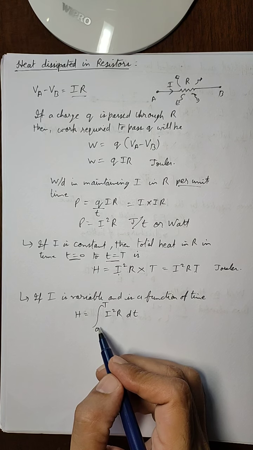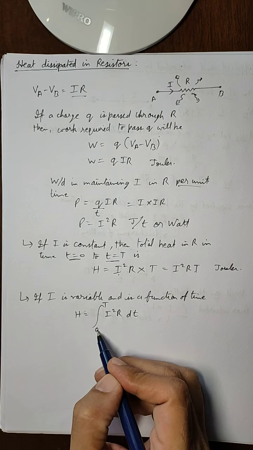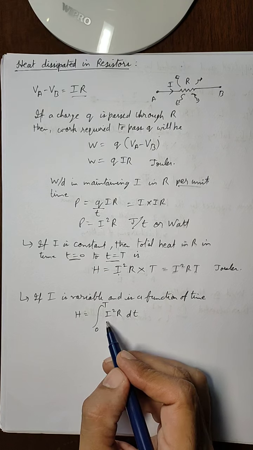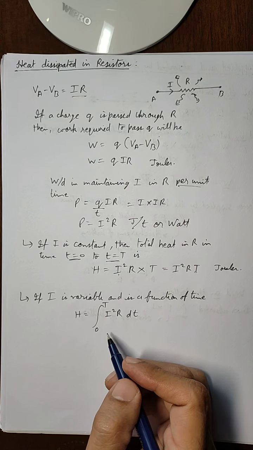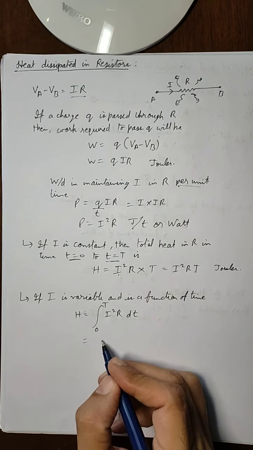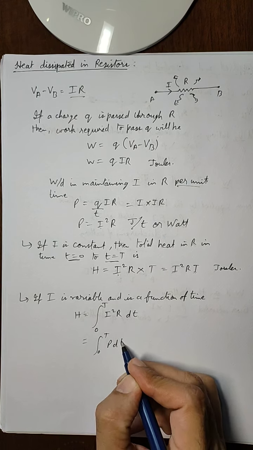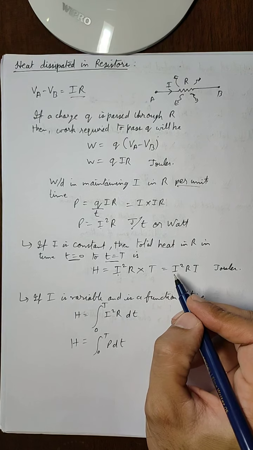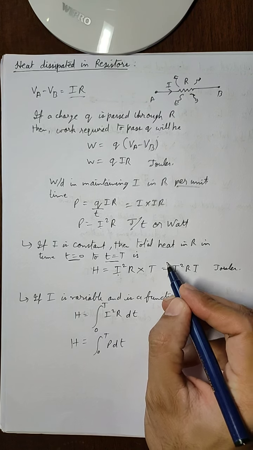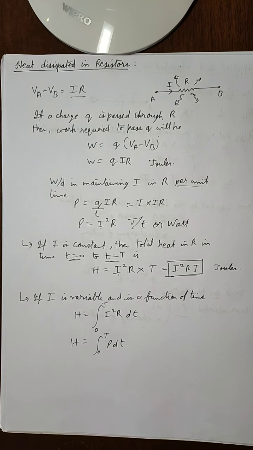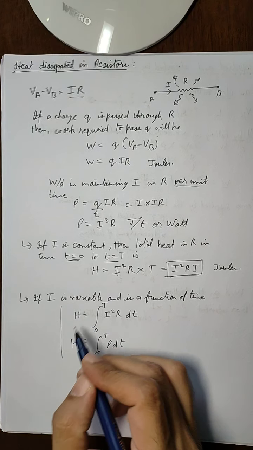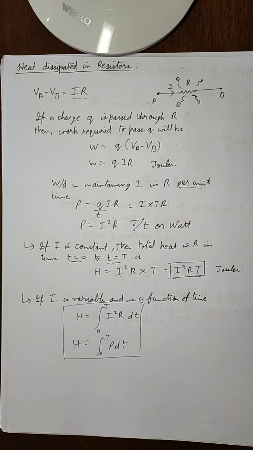So throughout this duration, when time goes from 0 to t, we can integrate the value of power, the heat produced. In this case, it can also be written as integral of P dt. So we have to keep in mind that in case of constant current, the power dissipated or heat generated will be given as I square RT, while in the case of variable current, it will be given as the integration of I square R dt. We have to keep this in mind.